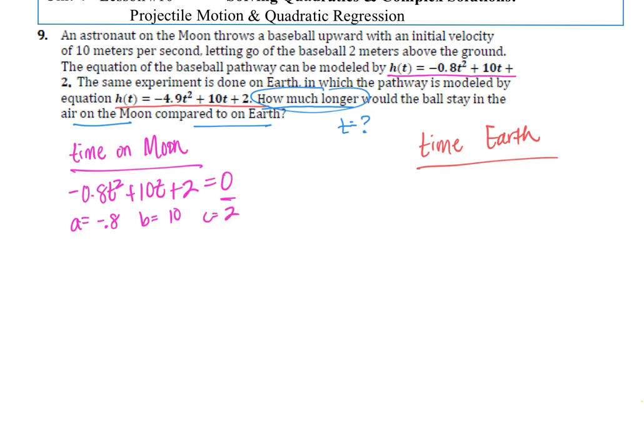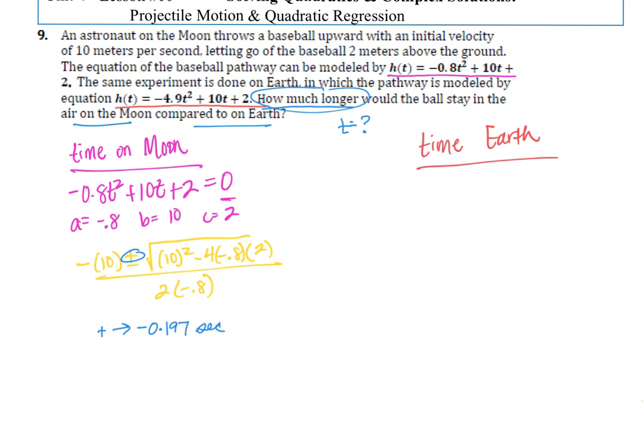Because I'm solving for t, I'm going to plug all this into the quadratic formula so I can get my two answers for t. So we have negative 10 plus or minus the big square root of 10 squared minus 4 times negative 0.8 for A times 2 for C, all over 2 times A, which is negative 0.8. Now we're going to type this into our calculators. The first time, when we add, our adding answer gives us a negative answer of negative 0.197.